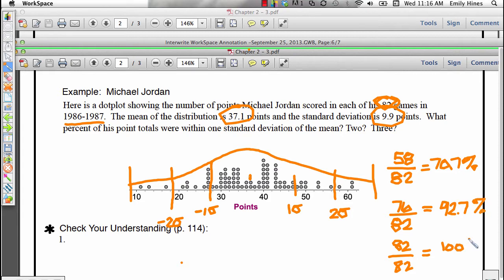Okay, so while these are not right on the money, they are pretty close. I mean, ideally this one should be 68, so we're about 2 off. This one should be about 95, so again, we are approximately 2 off. And this one should be about 99.7, so we are close enough that we could qualify this as normal.